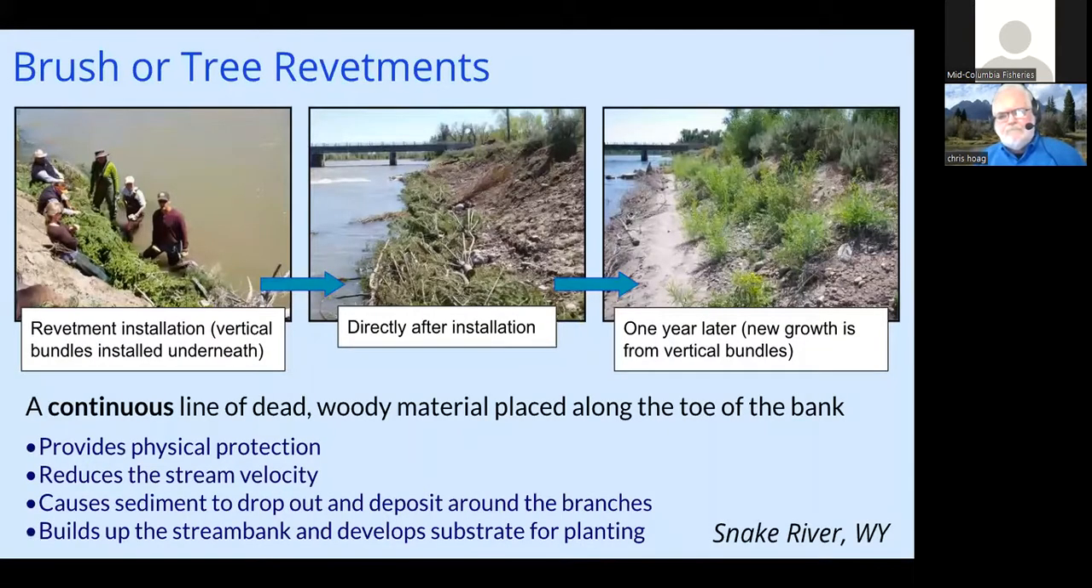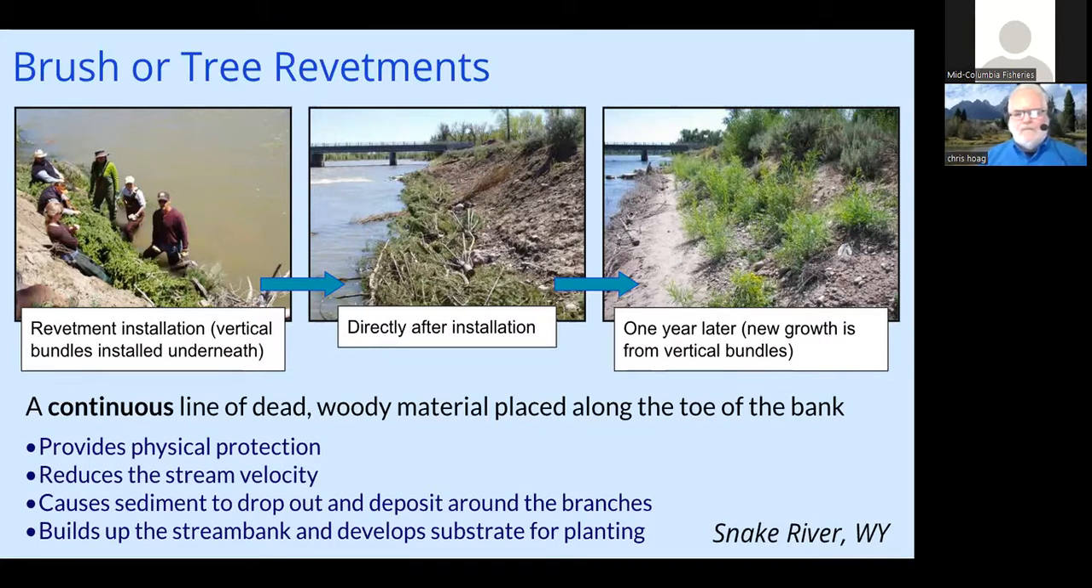So revetments provide an initial layer of protection through which you can install plantings. And so you're still going to have a live component. So you're physically protecting the toe, you're reducing the stream velocity, which then facilitates sediment dropping out of the water, depositing in and around the branches. And then this helps build up the stream bank for subsequent planting. And what you're trying to do is make a continuous line of the dead material along the toe.